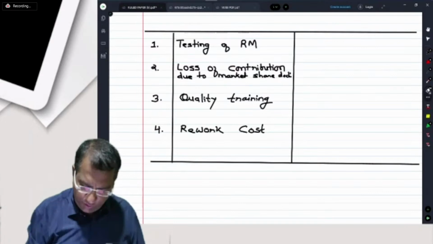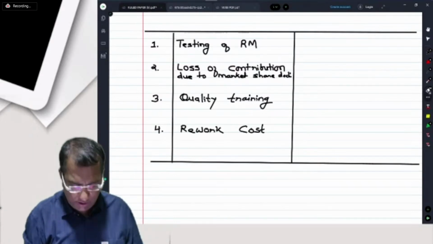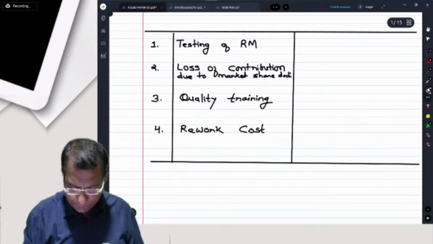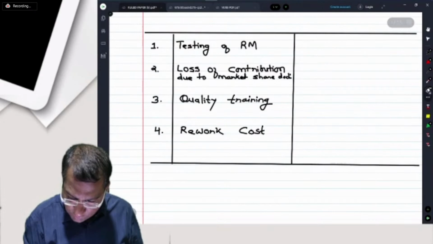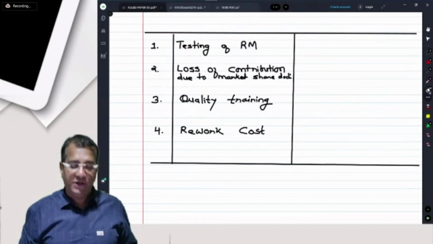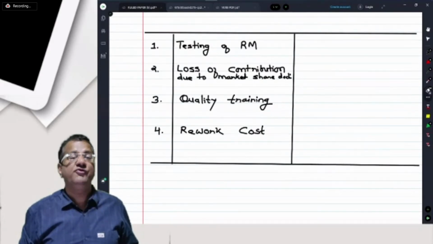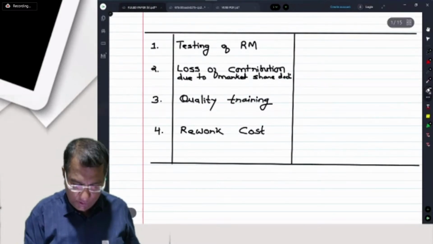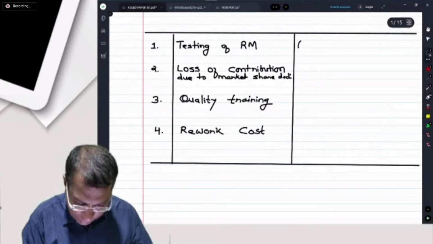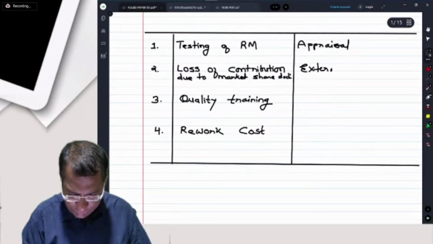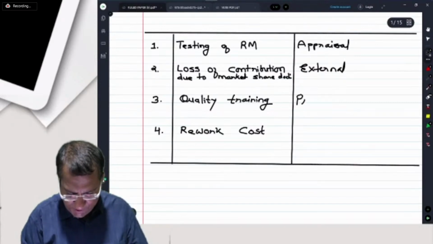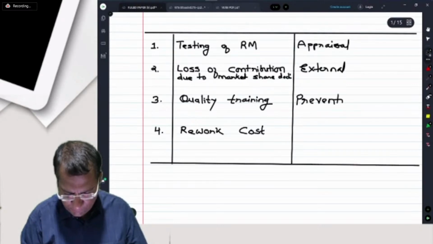Okay, so first of all I will write down the answer and then tell you the logic. Testing of raw material is the appraisal cost. Loss of contribution due to market share is external failure cost. So the first one is appraisal cost. The second one is external failure cost. The third one is prevention cost. And the last one is internal failure cost.